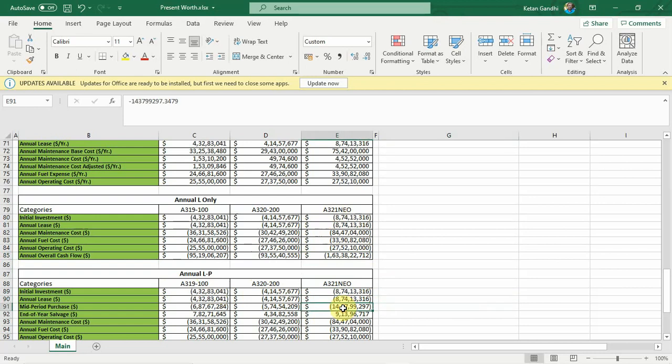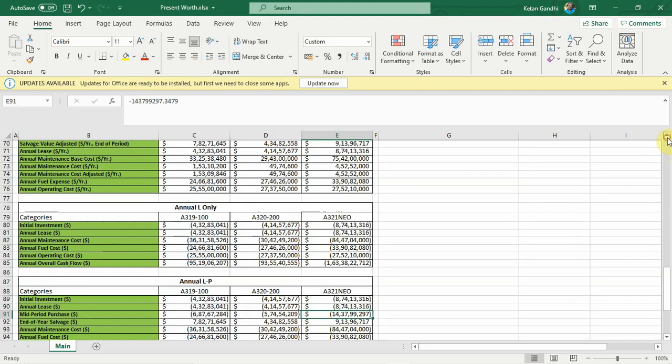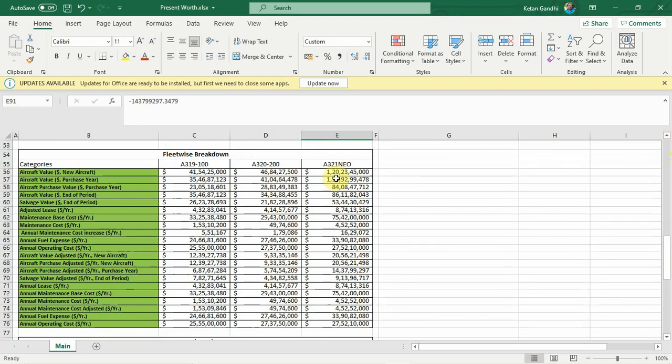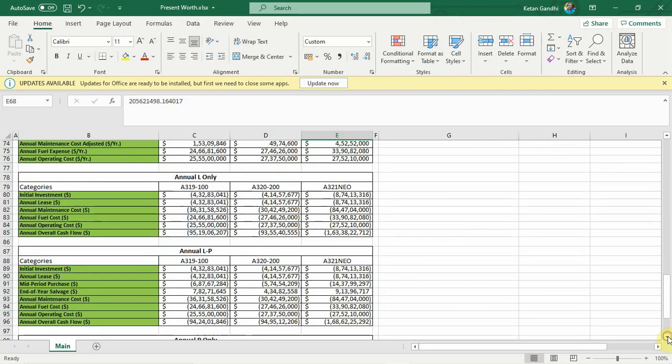and then we have got mid-period purchase. Now this mid-period purchase is the aircraft purchase adjusted. This value is coming from here, the adjusted aircraft value. This is where this particular value is coming from. So this is the way this particular parameter is calculated.